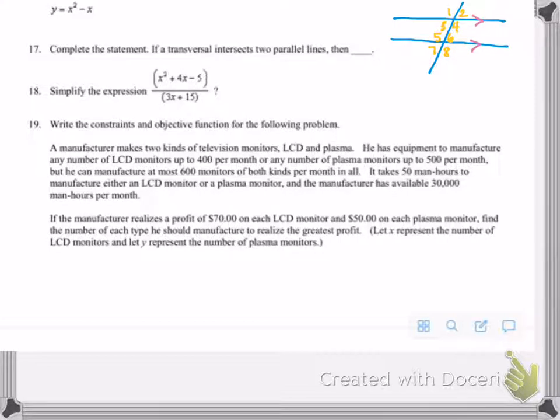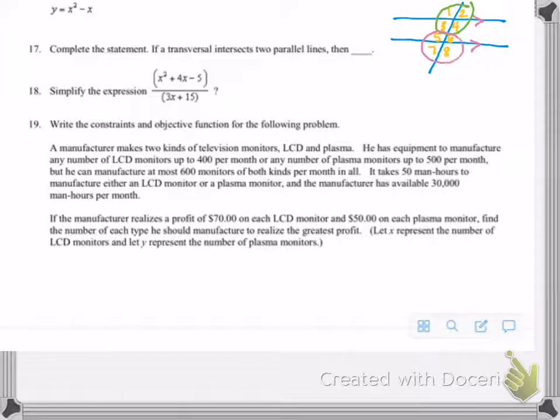3 and 4 are another linear pair, as are 5 and 6, 5 and 7, 6 and 8, 7 and 8, 1 and 3, and 2 and 4. So we've got lots of supplementary linear pairs. We've also got some more vertical angles, 5 and 8, and 6 and 7. But linear pairs and vertical angles would happen even if we didn't have the parallel lines. So we don't want to use those to complete this statement. What we want to use instead is one angle from 1, 2, 3, and 4, along with another angle from 5, 6, 7, and 8.